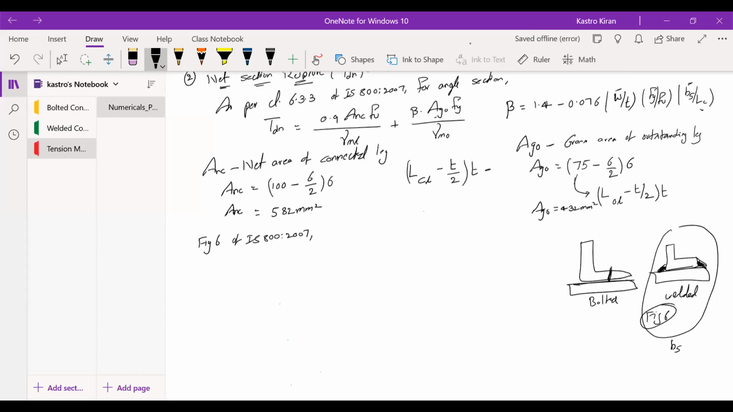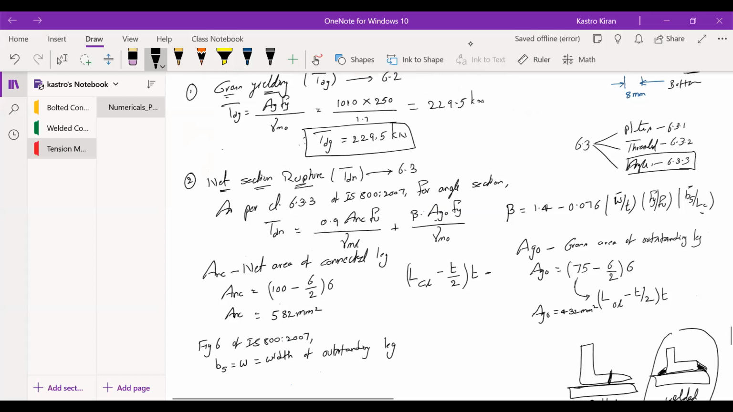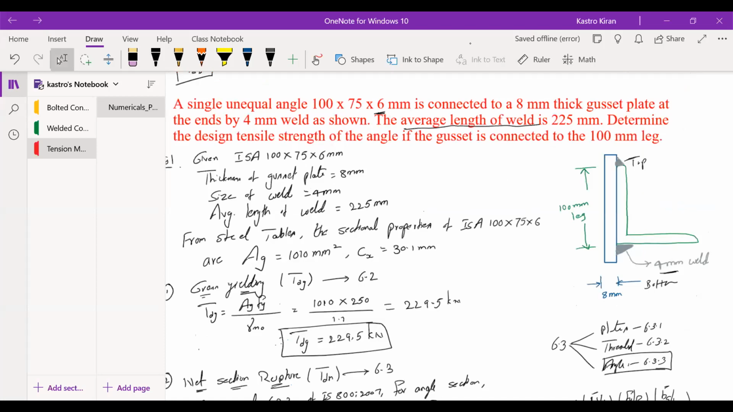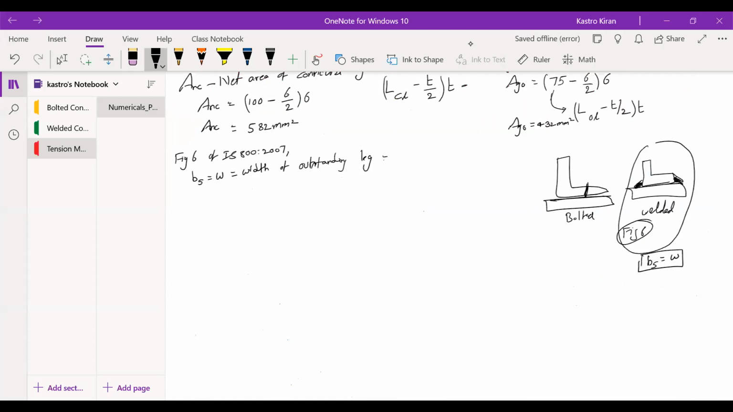the shear lag width is taken as BS equals to W. You can see this formula underneath the diagram itself, that is figure 6 itself. So here the value of BS equals to W. What is W? W is width of outstanding leg. We have a 100 mm leg which is connected to the gusset plate, and we have the other leg, that is 75 mm leg, which is not connected. So therefore width of outstanding leg is 75 mm.